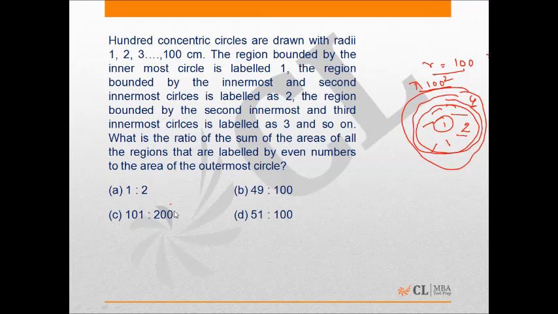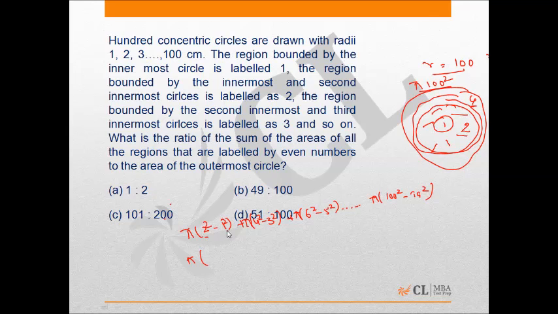So the area of the second region turns out to be pi into 2 square minus 1 square, plus this equation will go on: 4 square minus 3 square plus 6 square minus 5 square, all multiplied by pi, and so on up to 100 square minus 99 square. Now if we calculate this further, we can take pi as common.